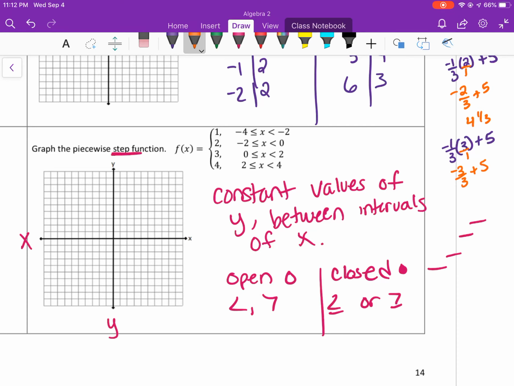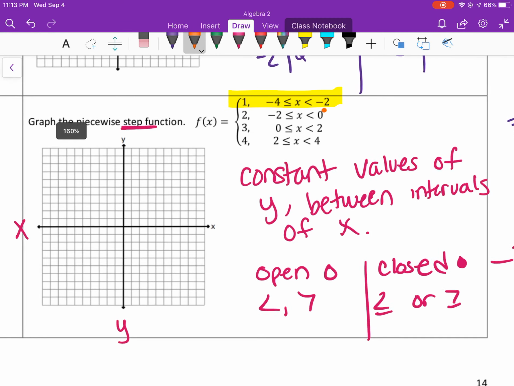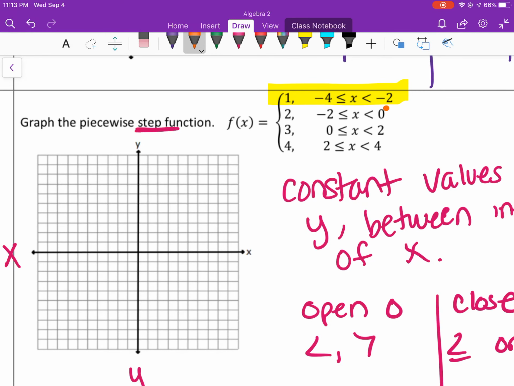My first step, y equals 1 between -4 and -2. So I'm going to graph this very first one right here. So I have 1 between -4 and -2. It's closed at -4, and it is open at -2. And y equals 1. Remember, this is my y-axis, so y equals 1 is right there. And then x equals -4 and x equals -2 is right there. So I go between -4 and -2 and up to step 1.